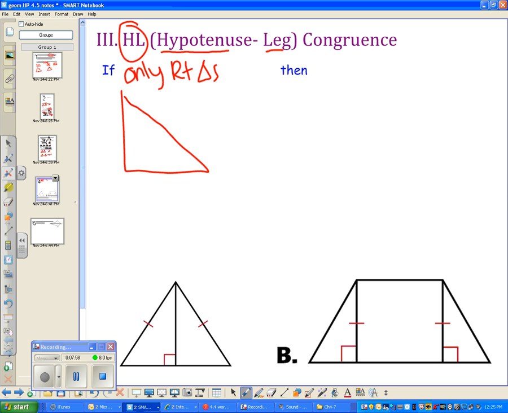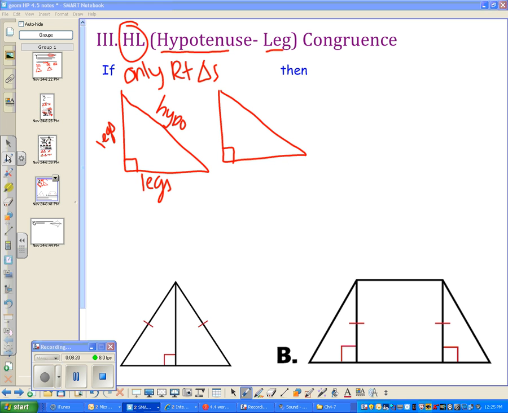So if we have a right triangle, the hypotenuse is across from the right angle, and then the legs are the other sides, and it doesn't really matter. They're both called legs. Okay, so for hypotenuse leg congruence, the last shortcut that we're talking about, if we have 2 right triangles, and I know that the hypotenuses are congruent to each other, and that one of the other legs are congruent, then these triangles are going to be congruent.